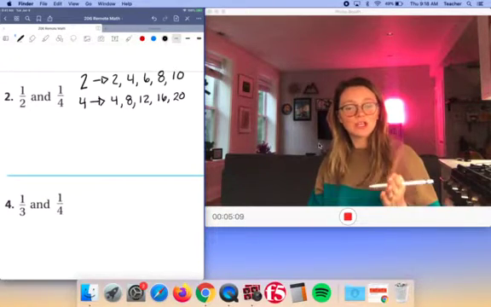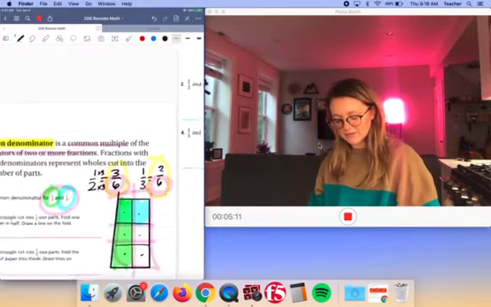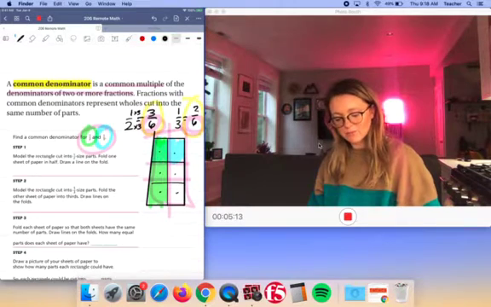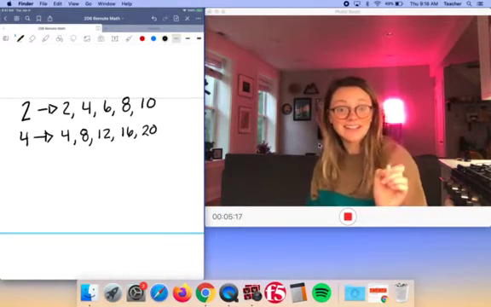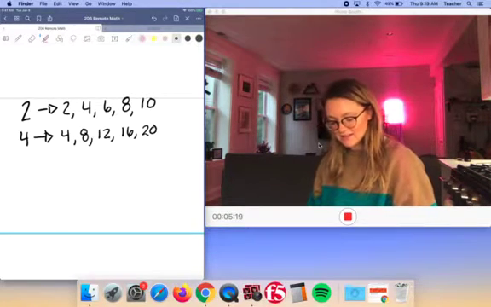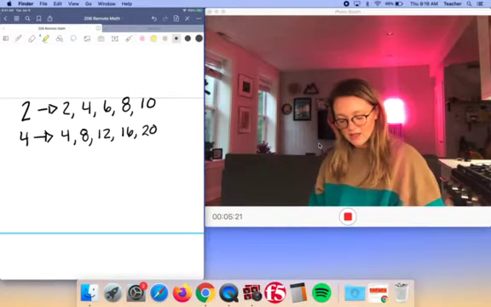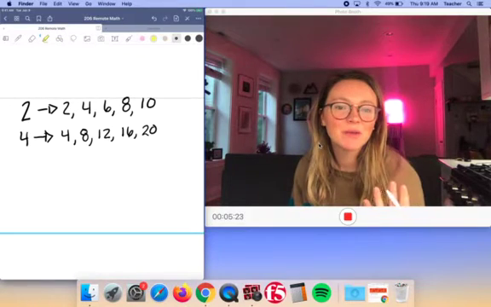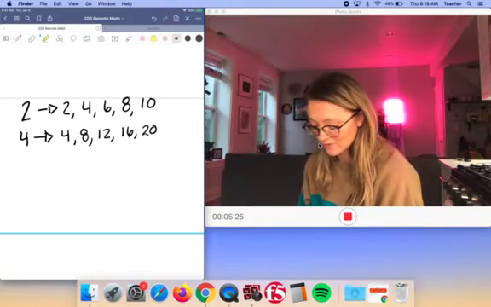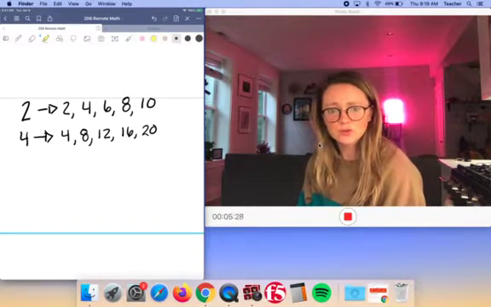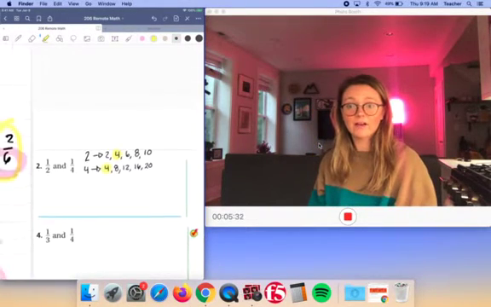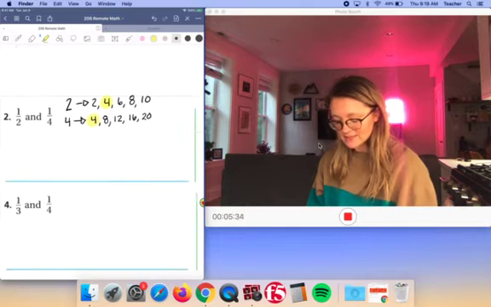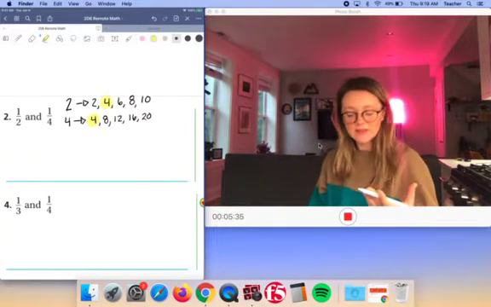And if we go back to this definition, I'm looking for a common multiple. And we identified common multiples during our multiples unit when we were back at school together. So this should be a great refresher. I want to look for the smallest common multiple. That's just my personal preference. And they don't share 2, but they do share 4. So that means that a common multiple between them is 4.